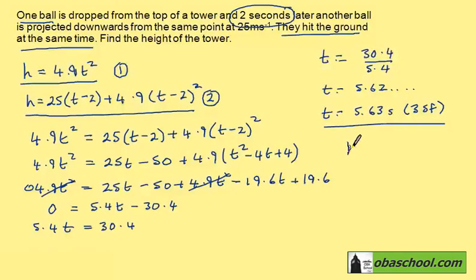We want to work out the height. Now that we have the time, the easiest formula to use is number 1. So that's going to be 4.9 times 5.62 and so on squared, and calculating that gives us 155 meters, correct to 3 significant figures.